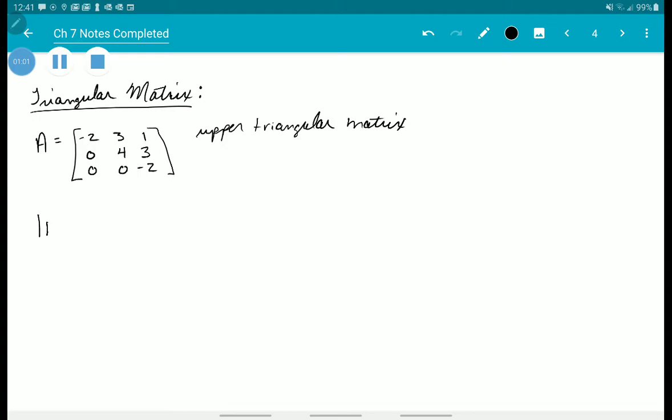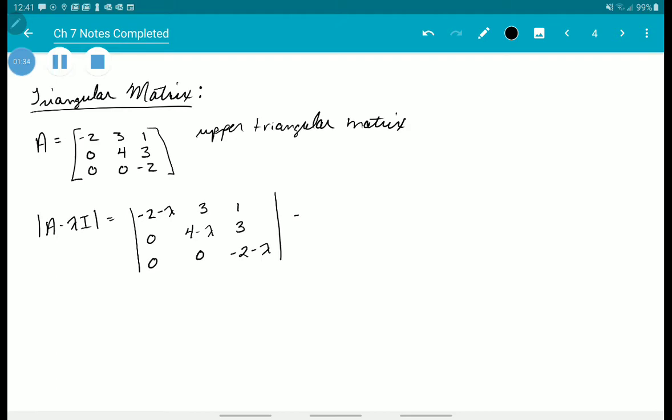So let's find the determinant of A minus lambda I. So we need to find the determinant of negative 2 minus lambda, 3, 1, 0, 4 minus lambda, 3, and 0, 0, negative 2 minus lambda. So we said before to find the determinant of a triangular matrix, it ends up being the entries down that main diagonal. We proved that back in chapter 3.